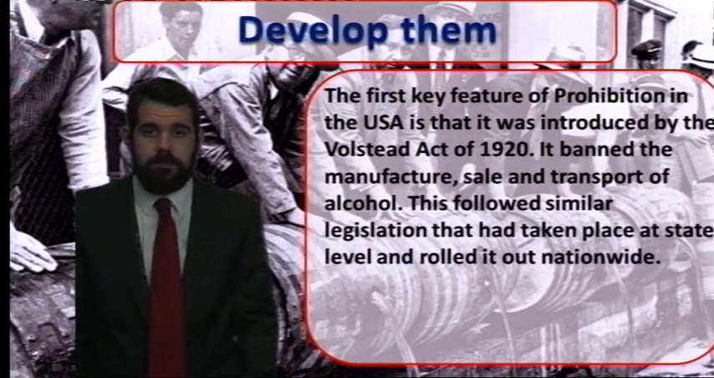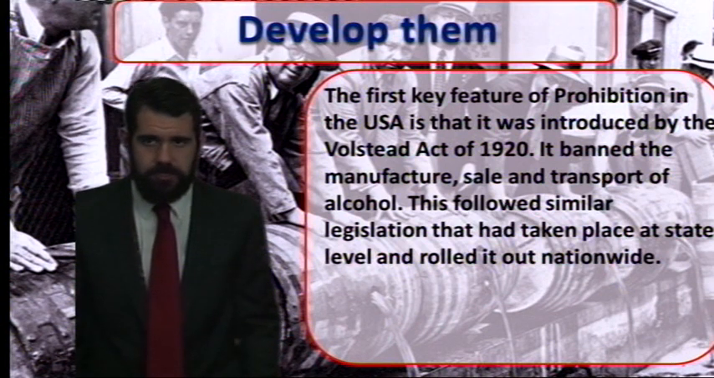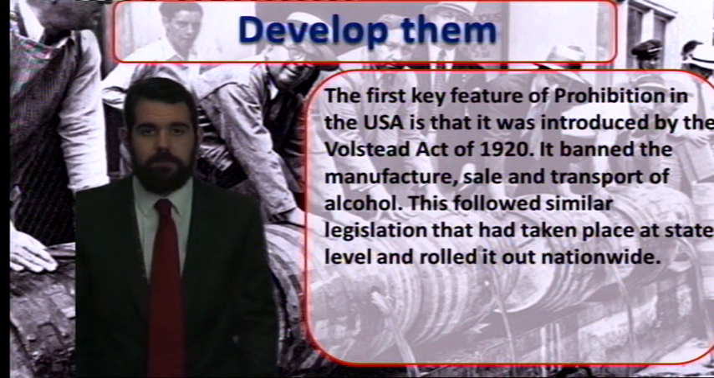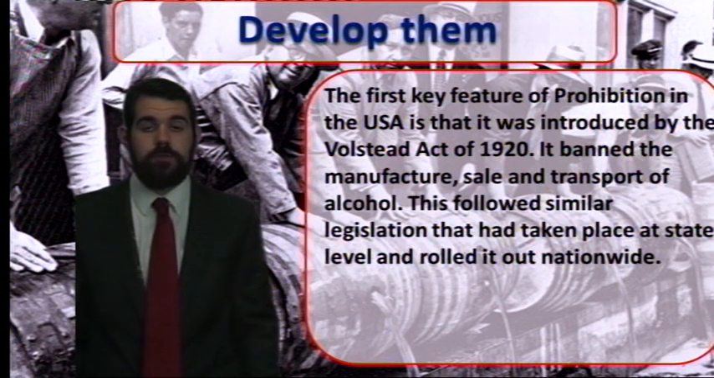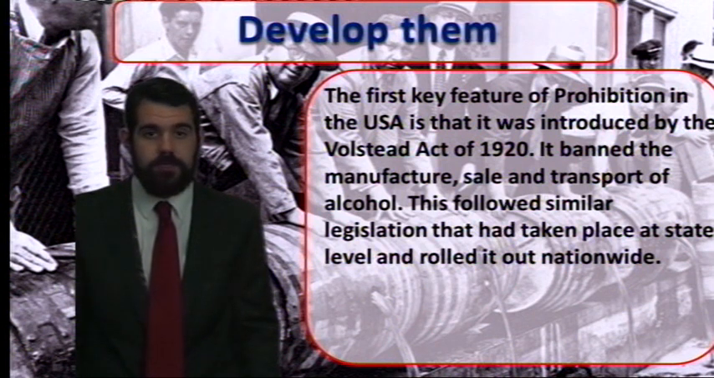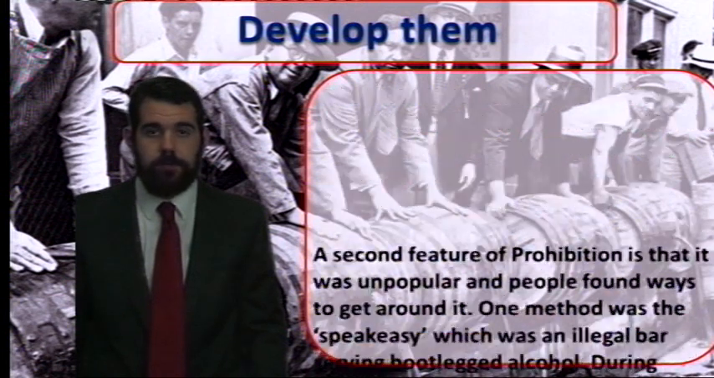So, the first key feature of prohibition in the USA is that it was introduced by the Volstead Act of 1920. So I'm using specific detail, which is making it look more developed. It banned the manufacture, sale and transport of alcohol, and this followed similar legislation that had taken place at state level and rolled it out nationwide. So that's a developed statement. Instead of just saying it banned alcohol, I'm showing I know the act that brought it in, and I'm showing I know it's not anything new, that this had existed at state level previously. I could have mentioned the Anti-Saloon League, but this is already a developed statement.